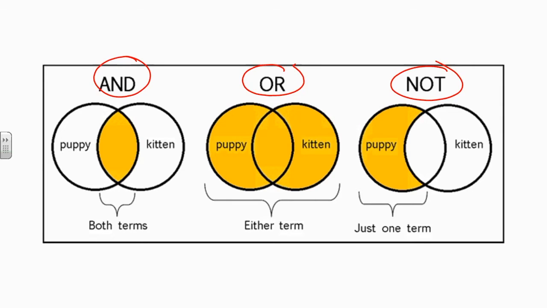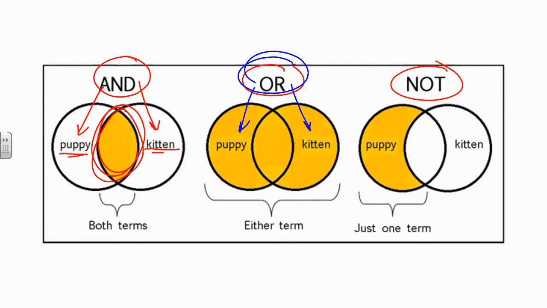When we use Boolean logic to connect our search terms with the word and, it's going to pull out articles that contain both the word puppy and the word kitten. So these are the articles in the database that have both the word puppy and the word kitten. When we use the word or to connect our search terms, so we're saying puppy or kitten, it's going to pull all the articles that talk about puppy, and it's going to pull all the articles that talk about kitten. Some of those articles might talk about puppies and kittens, but most of the articles talk about just one.